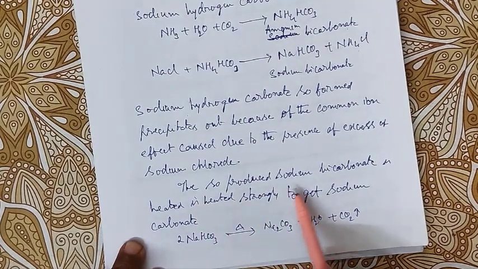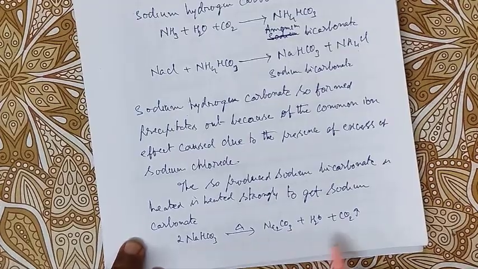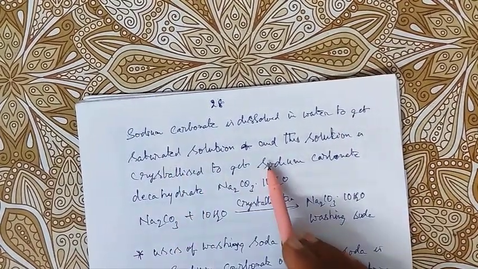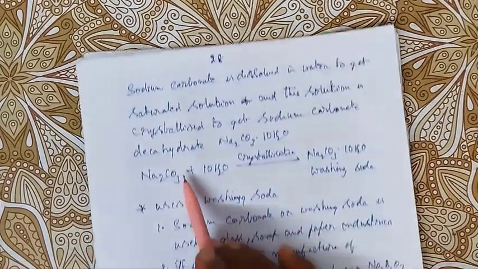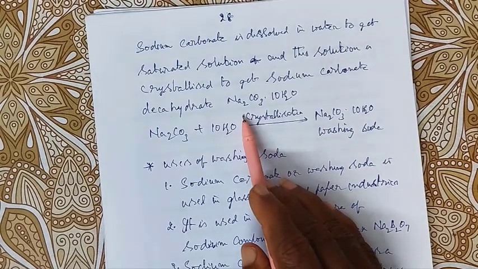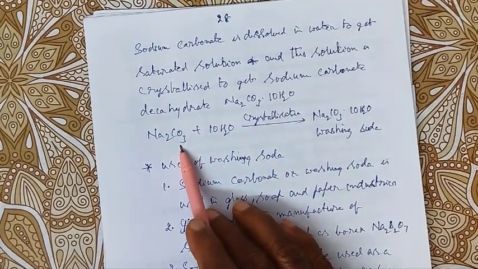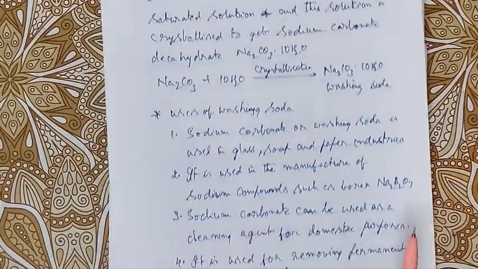The sodium bicarbonate so produced is heated strongly to get sodium carbonate. The sodium carbonate is dissolved in water to get a saturated solution, and this solution is crystallized to get sodium carbonate decahydrate, that is Na2CO3·10H2O. So in the reaction, sodium carbonate plus water is crystallized to get washing soda.